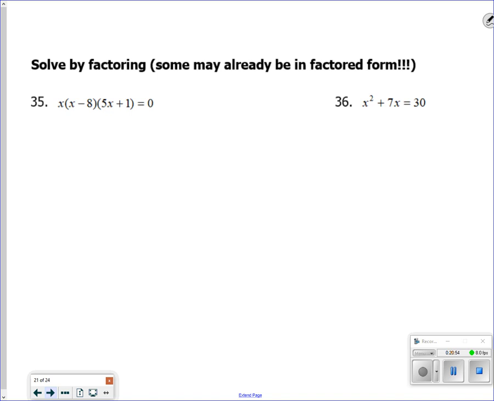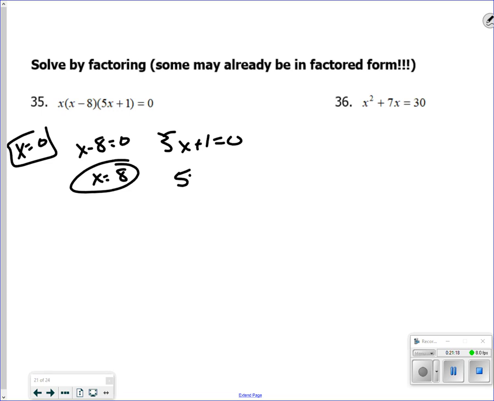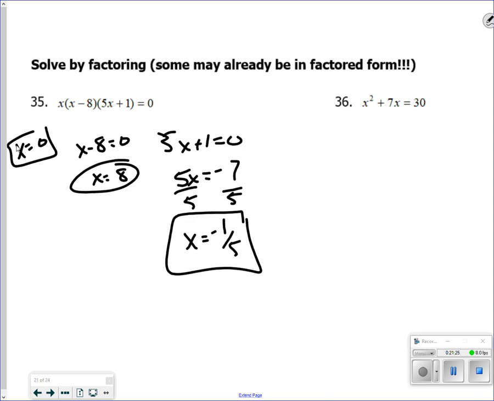Solving now, and here's the thing, and I'm going to stress that once it's in factored form, set the factors equal to 0. Anywhere there's a variable, that's in factored form. So I have an x equals 0. This one's already factored for me. x minus 8 equals 0, and 5x plus 1 equals 0. So again, if it is in factored form, set the factors equal to 0 and solve.